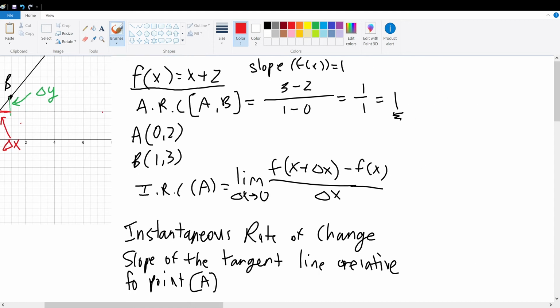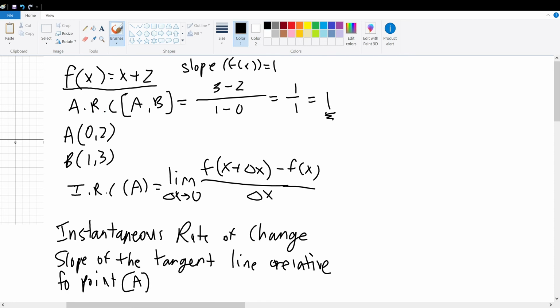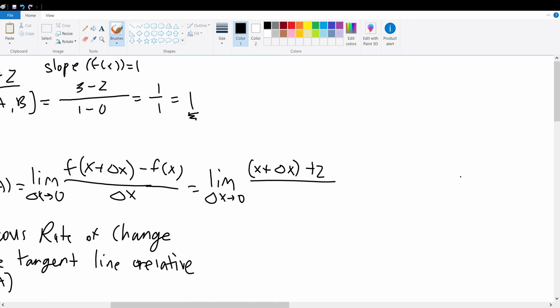So we can apply this knowledge into our function to be equal to the limit when delta x approaches 0 of f of x plus delta x, which will be x plus delta x plus 2, because x plus delta x will be our input value. x plus delta x is substituted into the x variable within x plus 2 to get x plus delta x plus 2, minus the function of x, which is x plus 2, divided by delta x.